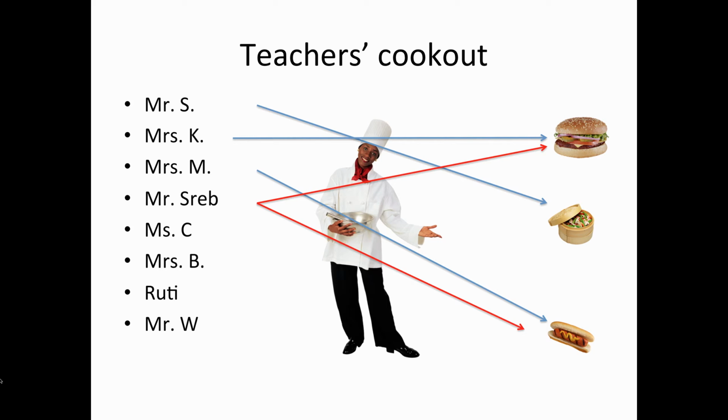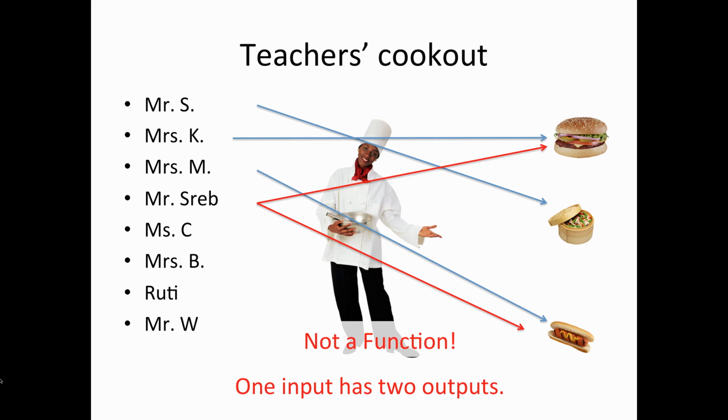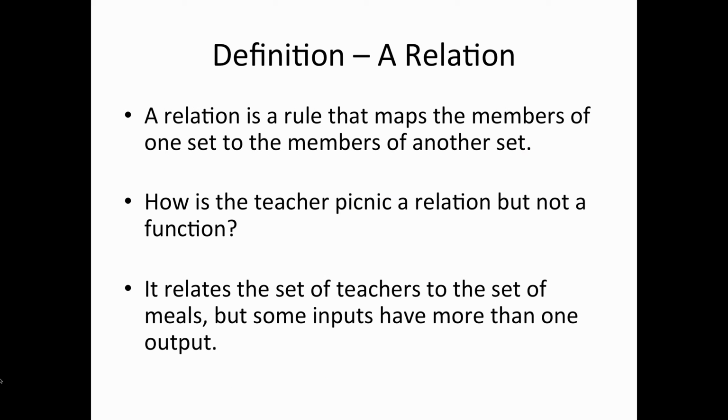And because Mr. Srebnick now has two outputs, a burger and a hot dog, that means that this is no longer a function, because the input, Mr. Srebnick, has two outputs. This is not a function, but it is a relation. A relation is a rule that maps the members of one set to the members of another set. How is the teacher picnic a relation but not a function? Well, it relates or maps the set of teachers to the set of meals, but some input, namely Mr. Sreb's input, has more than one output. So therefore it's not a function, but it is a relation.